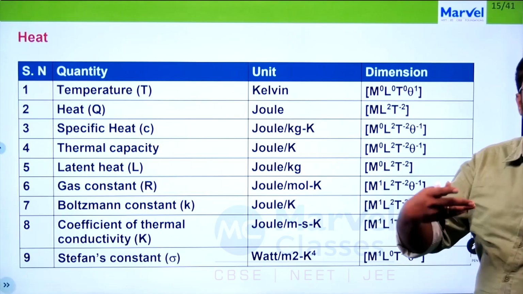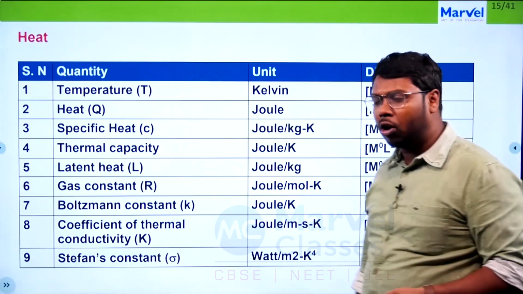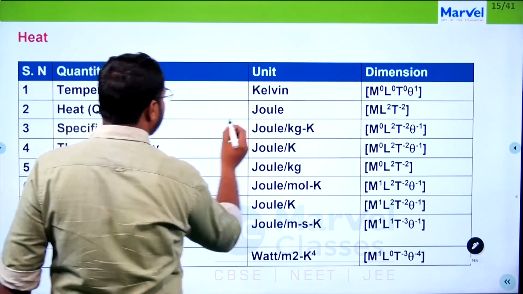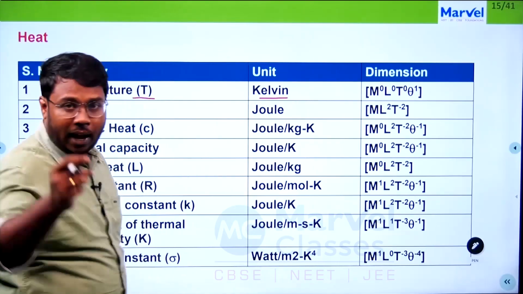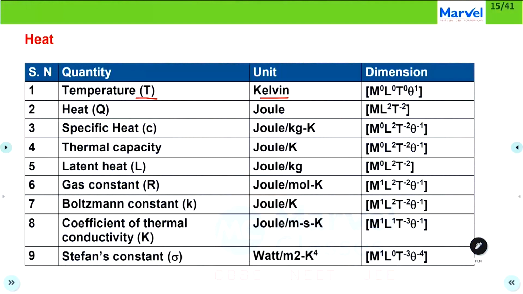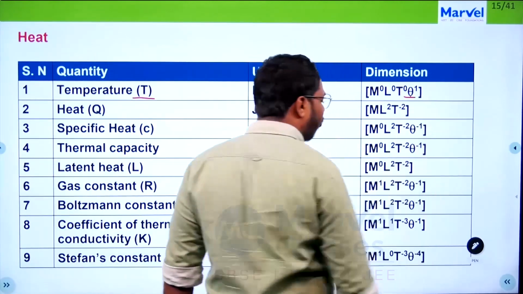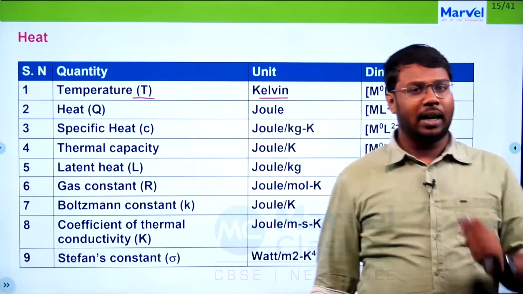Likewise, when you come to heat, heat is another form of energy. Here, look, temperature has its unit of Kelvin. Adding to that, in the dimension part, we will have theta. That is the only additional thing that you are supposed to do. Wherever you come across temperature, there is an additional dimension you have to put in, which is theta.